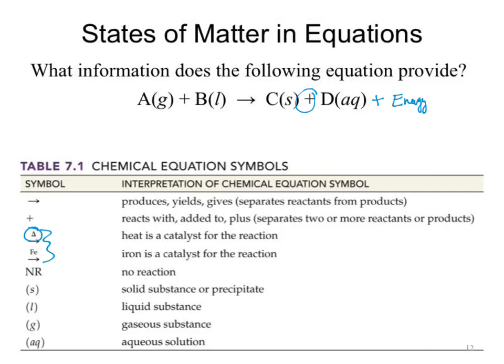The other one, okay, we see Fe. You're right, iron was added. Why did we not put it in front of the arrow? Okay, well, what is a catalyst?